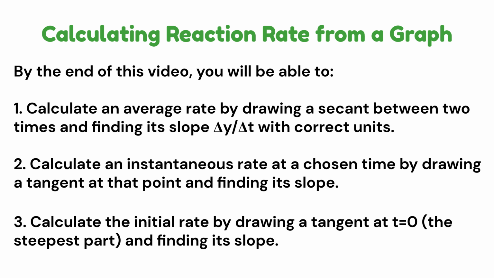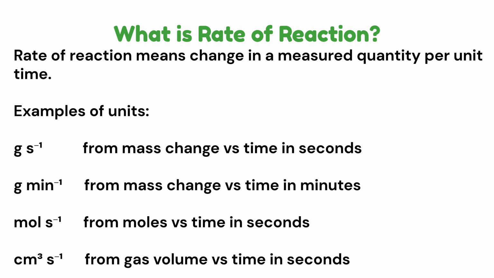By the end of this video, you will be able to calculate an average rate by drawing a secant between two times and finding its slope with correct units. You'll also be able to calculate an instantaneous rate at a chosen time by drawing a tangent at that point and finding its slope. Lastly, you'll be able to calculate the initial rate by drawing a tangent at time 0, the steepest part of the graph, and finding its slope.